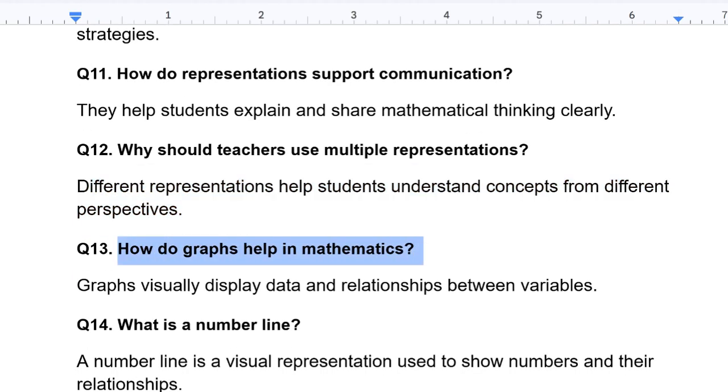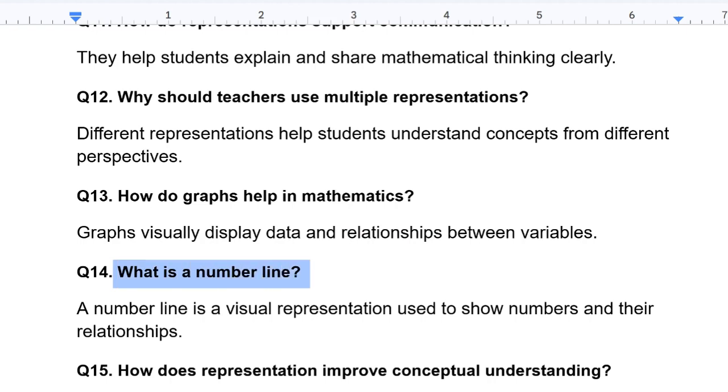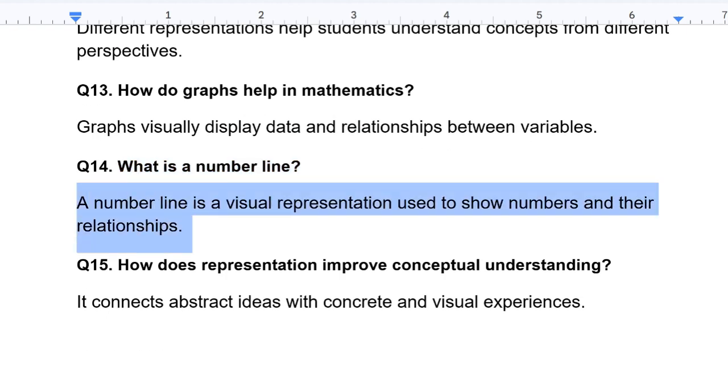How do graphs help in mathematics? Graphs visually display data and relationships between variables. What is a number line? A number line is a visual representation used to show numbers and their relationships.